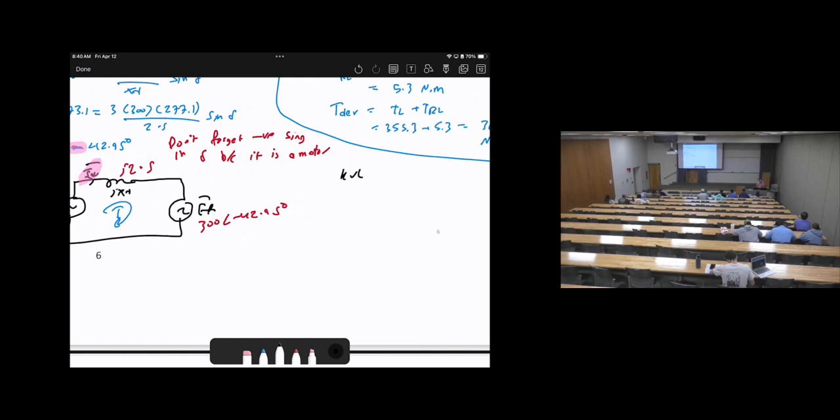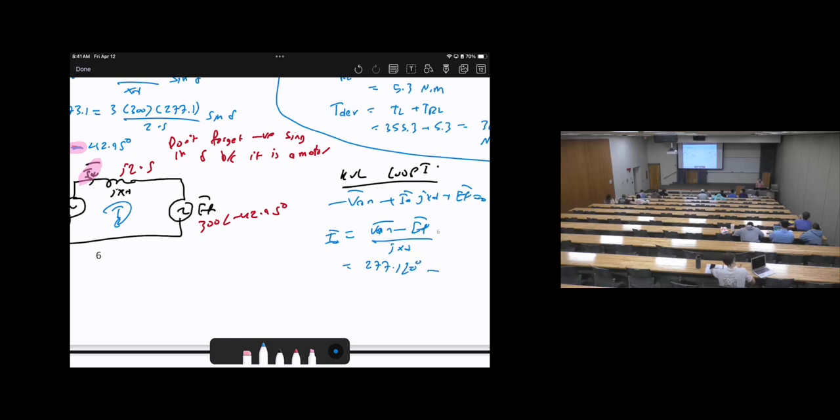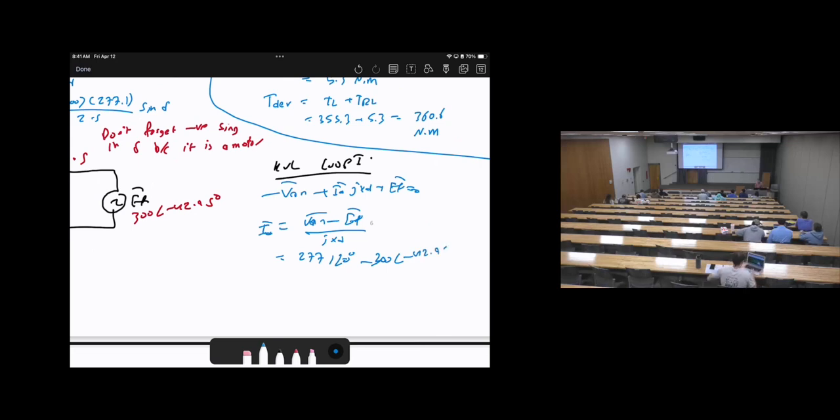Let's do KVL, loop 1. Start from the left bottom corner, then travel clockwise. Negative VAN plus IA times JXD plus EF equals 0. We need to calculate IA. So IA will be VAN minus EF, divided by JXD. Then it will be 277.1 angle 0 degrees minus 300 angle negative 42.95 degrees, divided by J2.5.